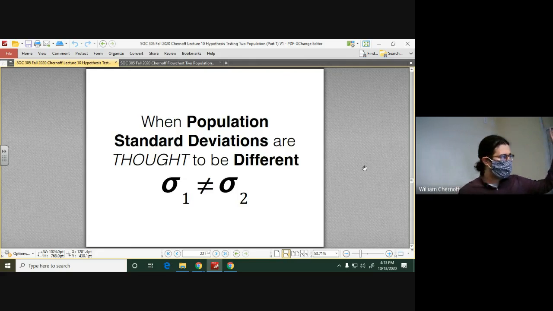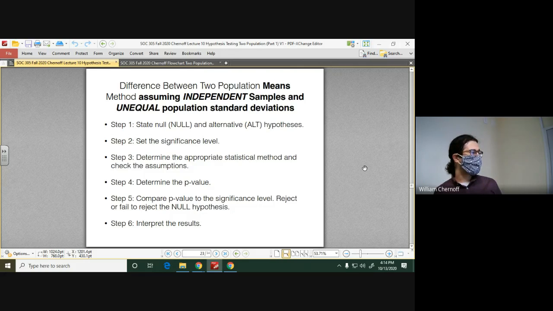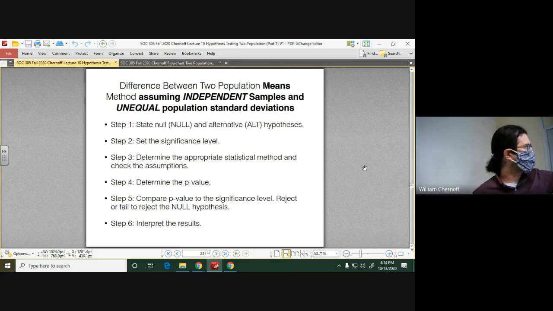So what we talked about just now was all about when the population standard deviations are the same. Now we're going to talk about what happens when they're different. And by and large, everything is the same. The real major difference is that when these are not the same, we're going to look for different values in our SPSS output. So here we can do these 6 steps. These are all the same, except for here, we're doing this difference between two population means method, assuming independent samples and unequal population standard deviations.